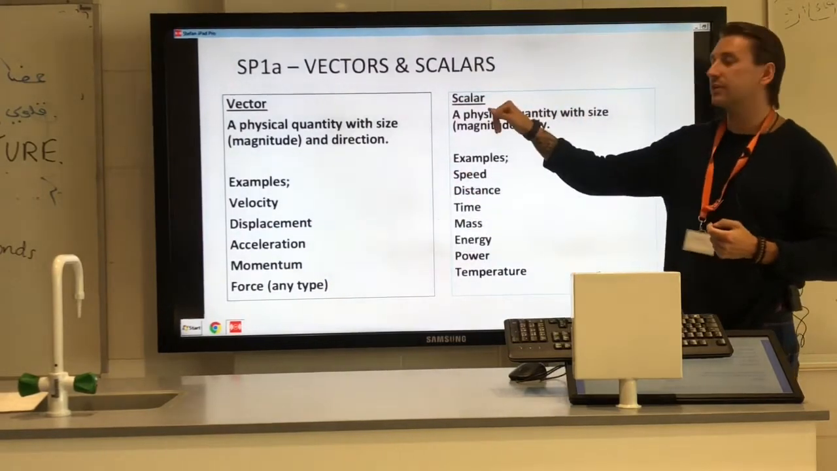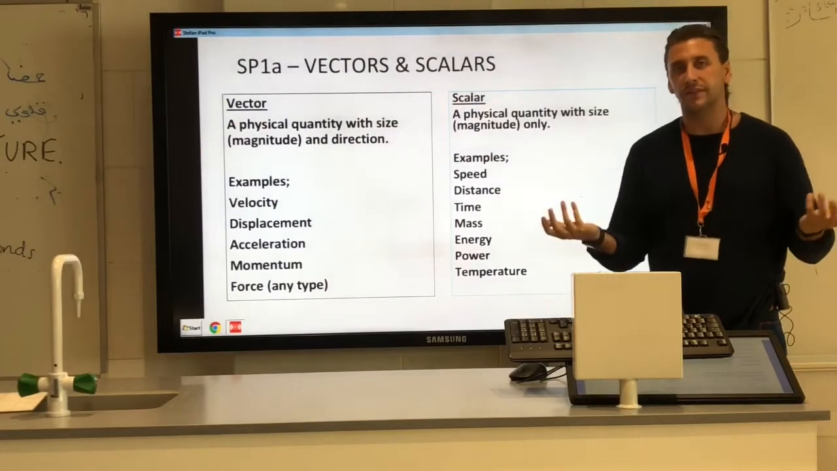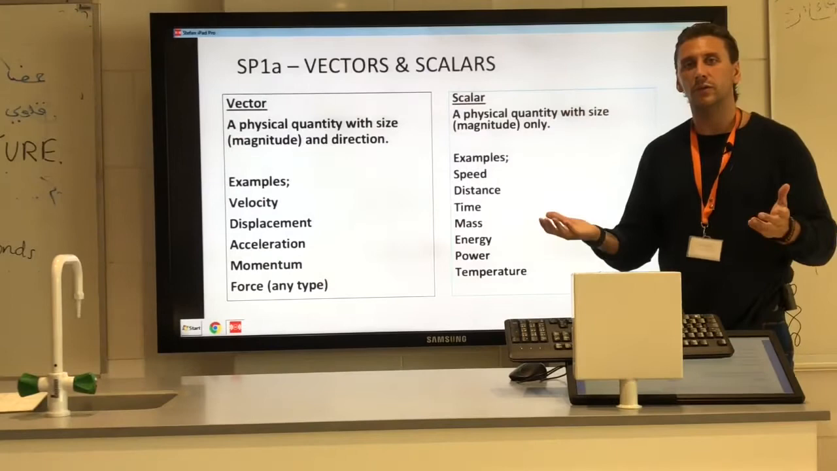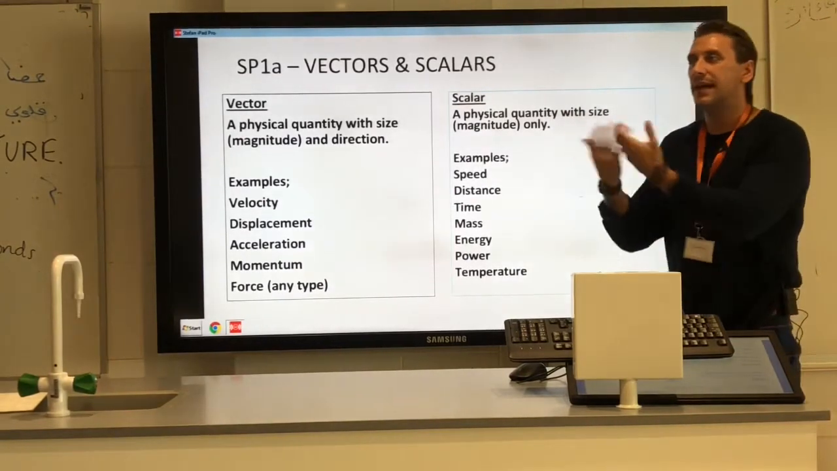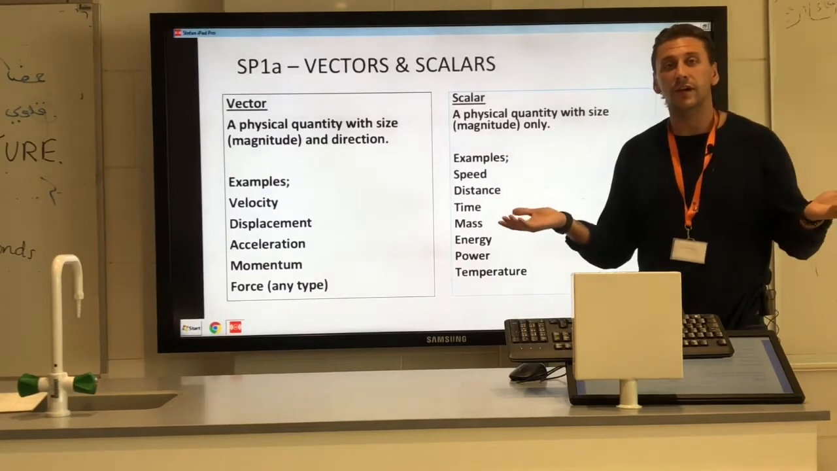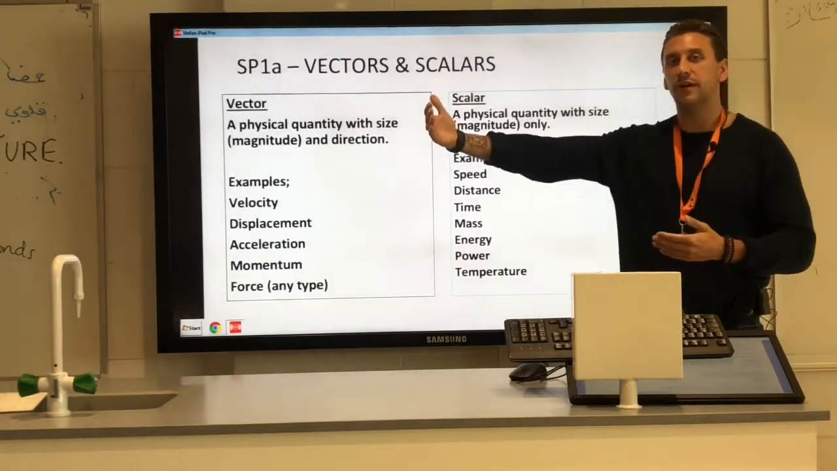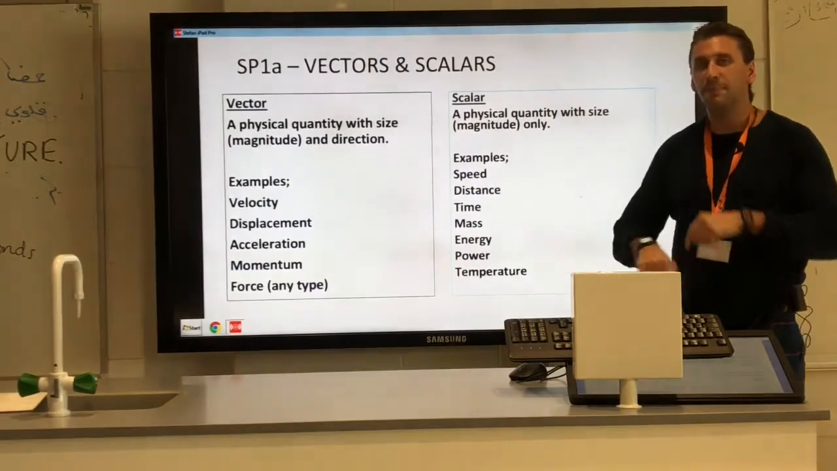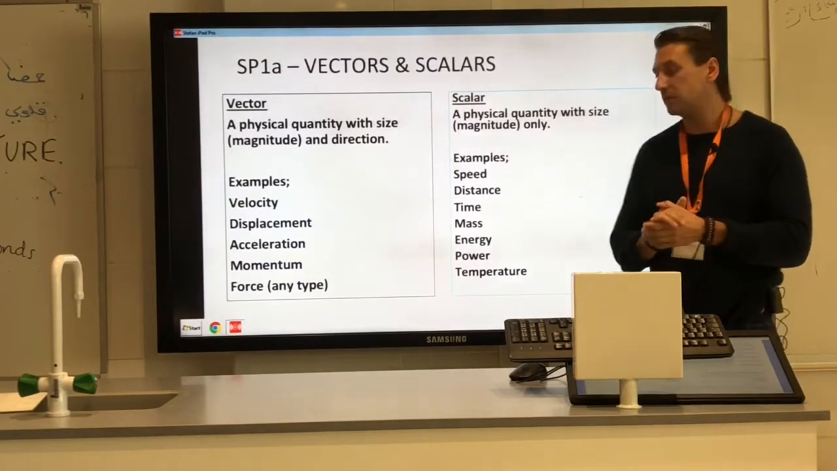A scalar, on the other hand, is simply all of those quantities but they don't have a direction. So any quantity with size or magnitude only. Examples are speed. If I ask you for the speed of an object, you say 10 miles an hour. I don't care what direction, just 10 miles an hour. That's just the size. Distance, how far did you travel? 20 meters? I don't care which direction. Okay, time, 10 minutes. Time doesn't have direction, it is simply just a value, it's just a number.